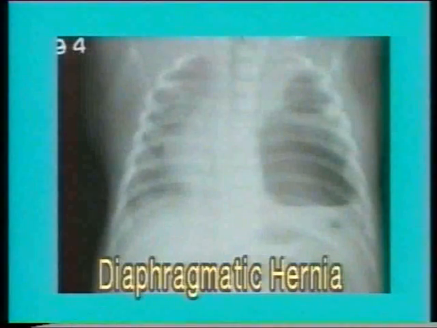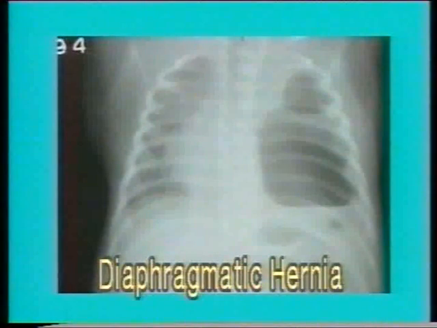This X-ray shows large gas shadows in the left hemithorax, pushing the heart to the opposite side and compressing the right lung. This is a large diaphragmatic hernia. Note the lateral view showing the colon rising into the chest.